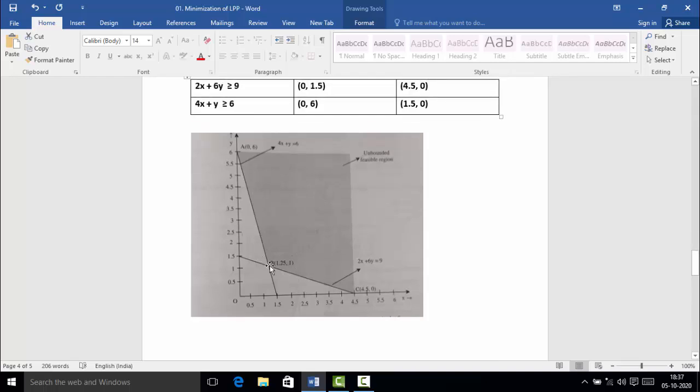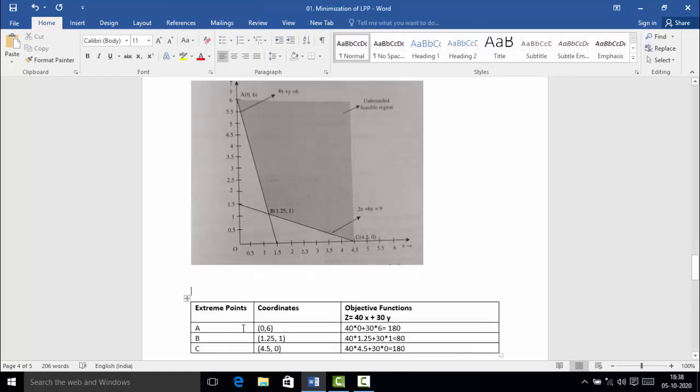These are the two lines, the two constraints, and due to the greater than or equal to sign, our feasible region is away from the origin. Here are the three points: point C (4.5, 0), point B (1.25, 1), and point A (0, 6). These are the extreme points of the feasible region. Now we will use these points to find the minimum value of the objective function.